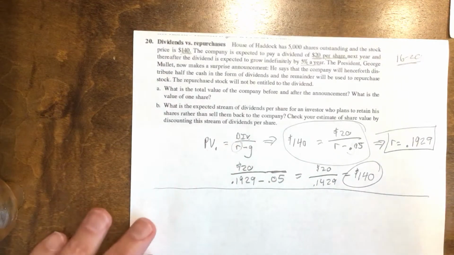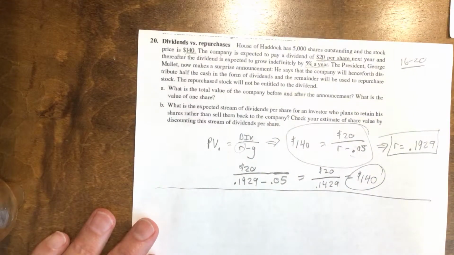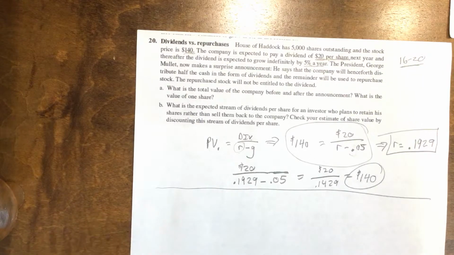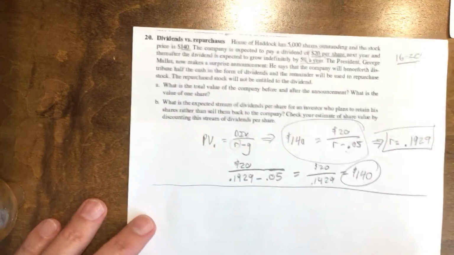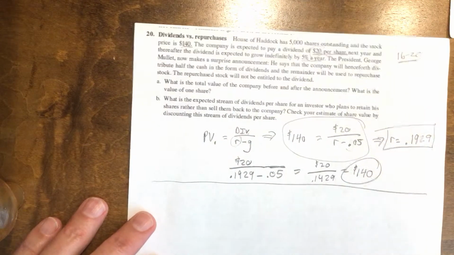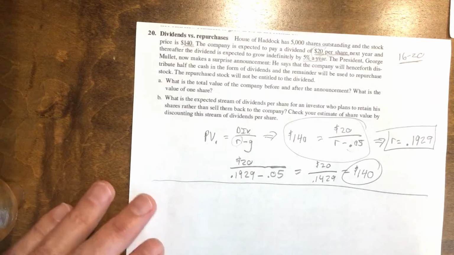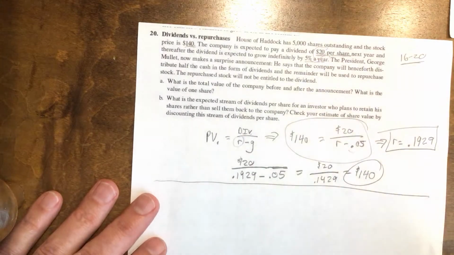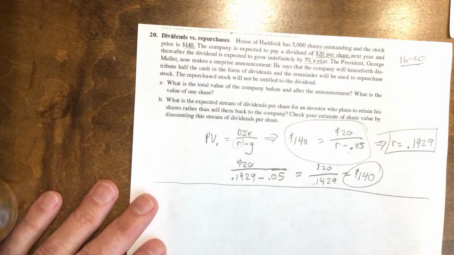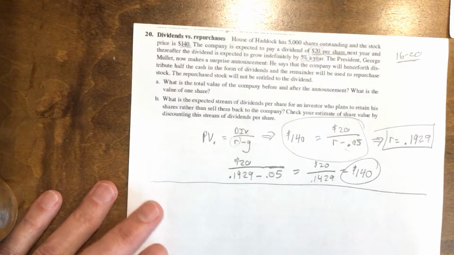Now what about if the company devotes half the cash flow to repurchasing shares rather than paying it out? Well, that's going to have two effects. One, of course, the dividend is going to drop by half from $20 per share to $10 a share in year 0, and it's growing 5% a year, so the next year it would be $10.50 because it was grown by 5%. So that's bad.